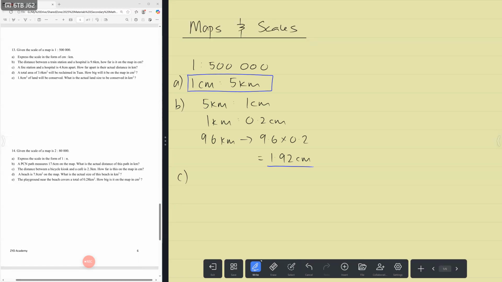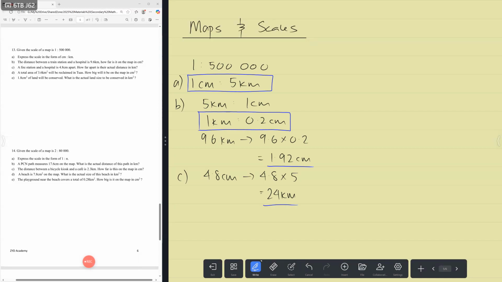Let's look at part C. The fire station and hospital is 4.8 cm apart. How far apart is the actual distance in kilometers? So previously I have this. I'm going to box this out because I will need to use it later on. 1 cm is 5 kilometers. Therefore, 4.8 cm will be 4.8 multiplied by 5 kilometers. So 4.8 times 5 is just 24 kilometers. So that's the distance between the fire station and the hospital.